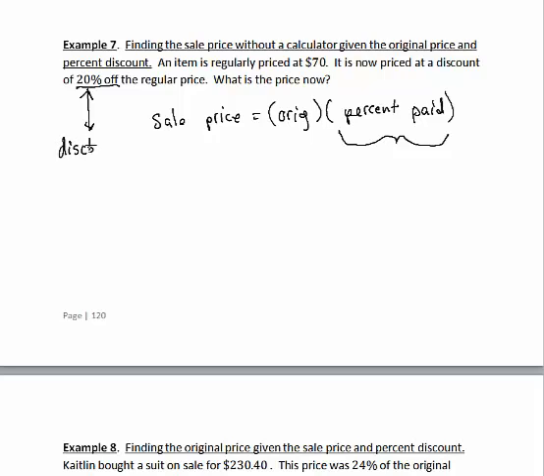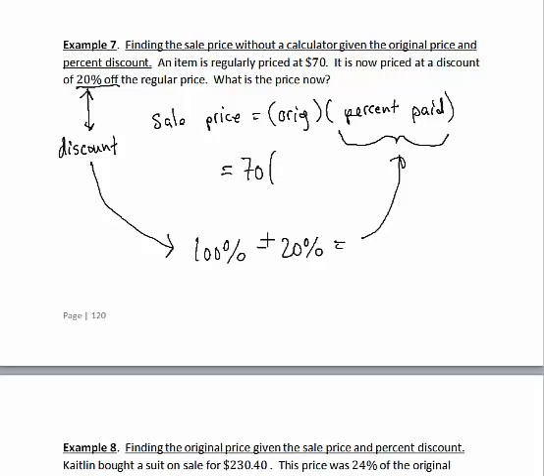Discount, not the percent paid. So what we do is we say 100% minus 20% equals the percent paid. Well, 100 minus 20 is 80. So the original price was $70. The percent paid is 80%.